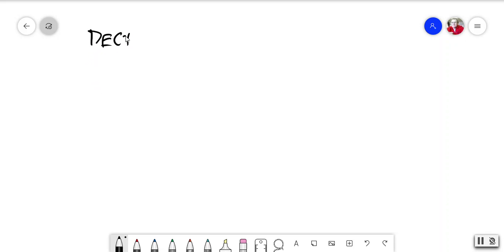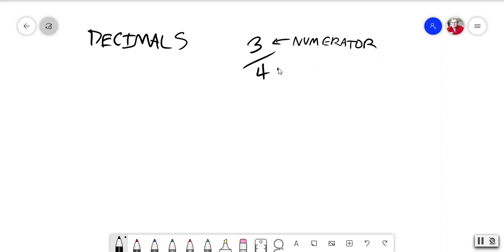And let's talk about how to change a fraction to a decimal and how to divide with decimals. And we've talked about this before, but it's been a while. So let's take something like 3/4. You know, the top of any fraction is a numerator, and the bottom is a denominator.